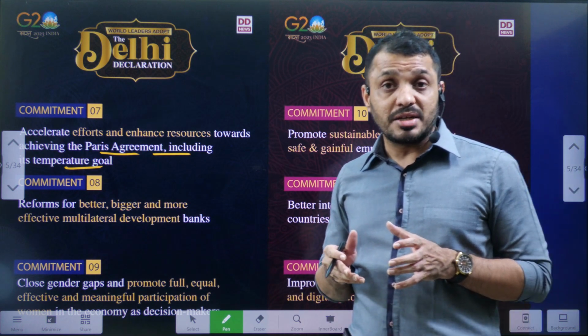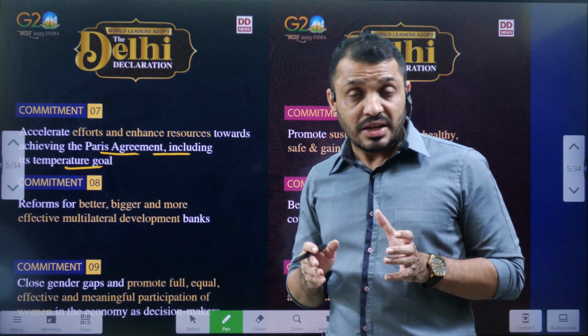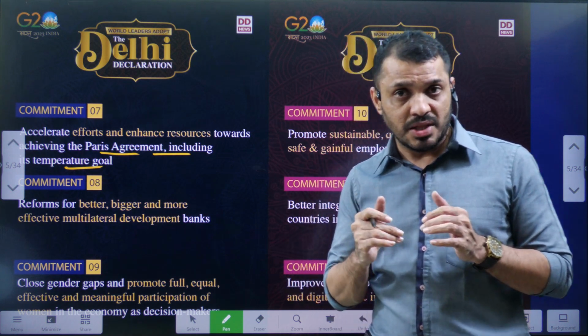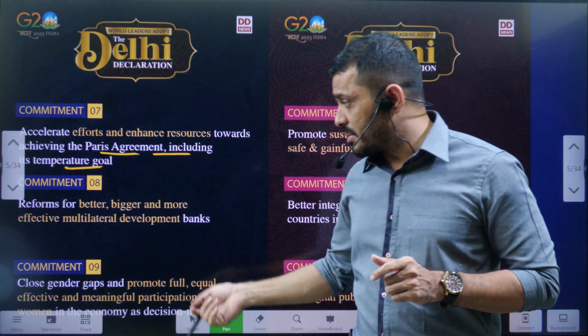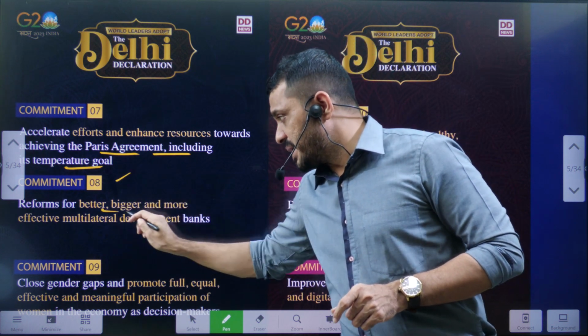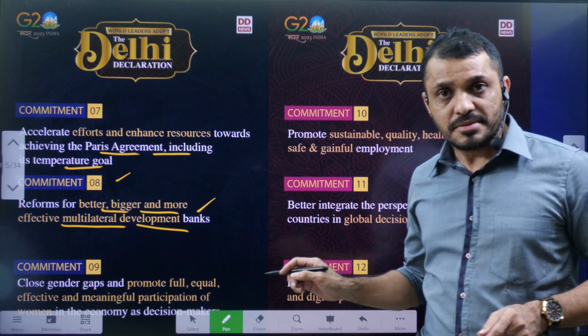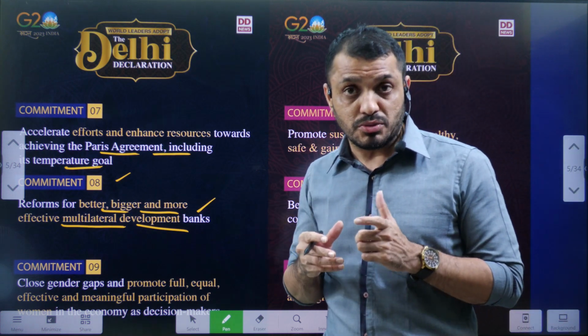Students, the Paris Climate Agreement was made at COP21. There we set certain targets to reduce the global temperature below a certain level. That is about this particular commitment. Then the eighth one: better, bigger and more effective multilateral development banks. This is about reforming the financial institutions.